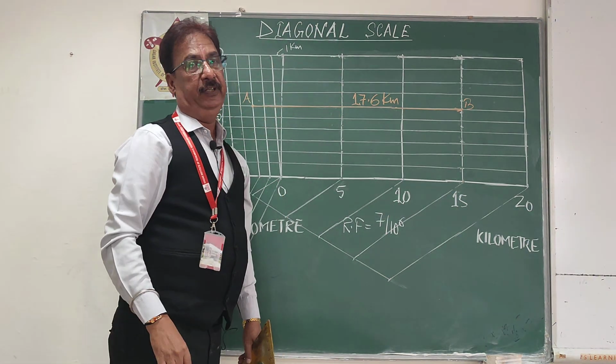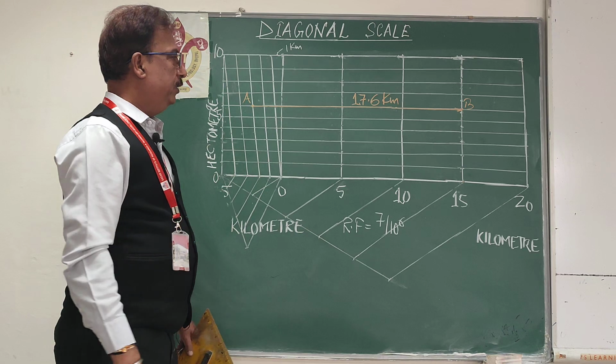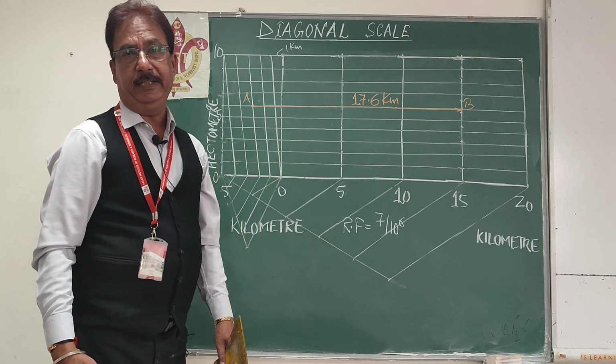So in this way, from this scale you can measure a distance from 1 hectometer to a maximum of 25 kilometer. I hope you understand the scale. Again, try to draw this scale neatly in a sketchbook or drawing sheet.